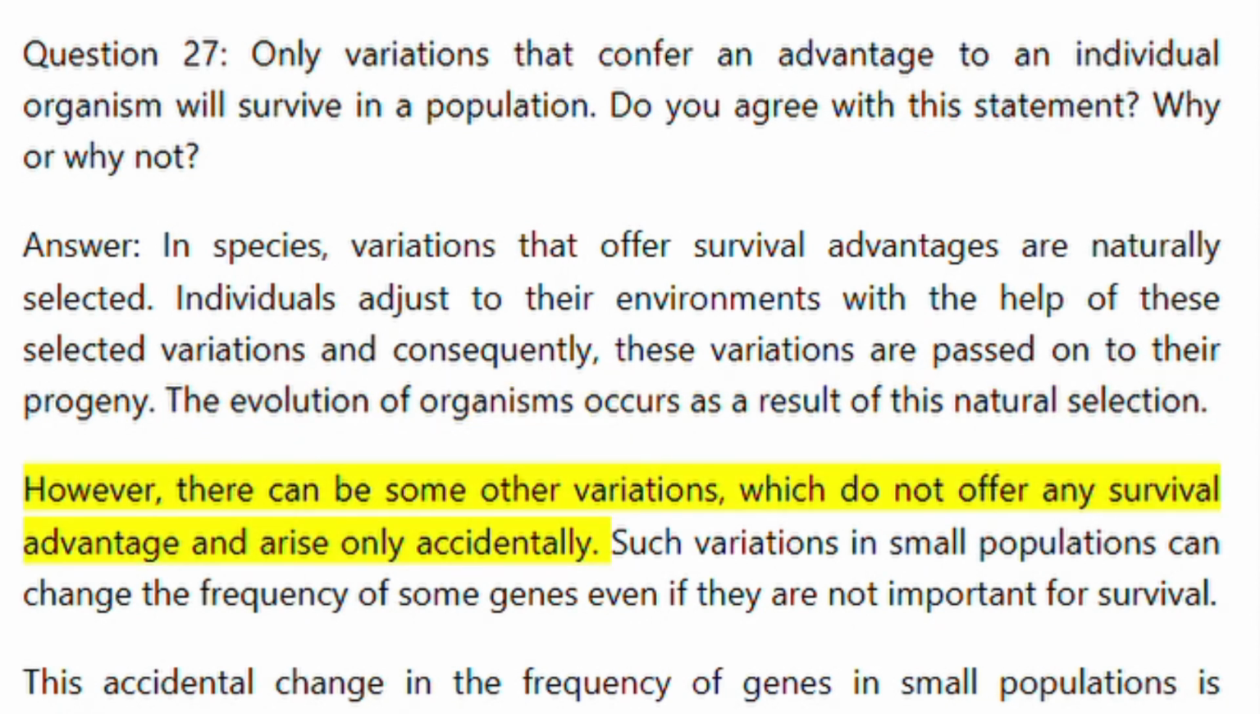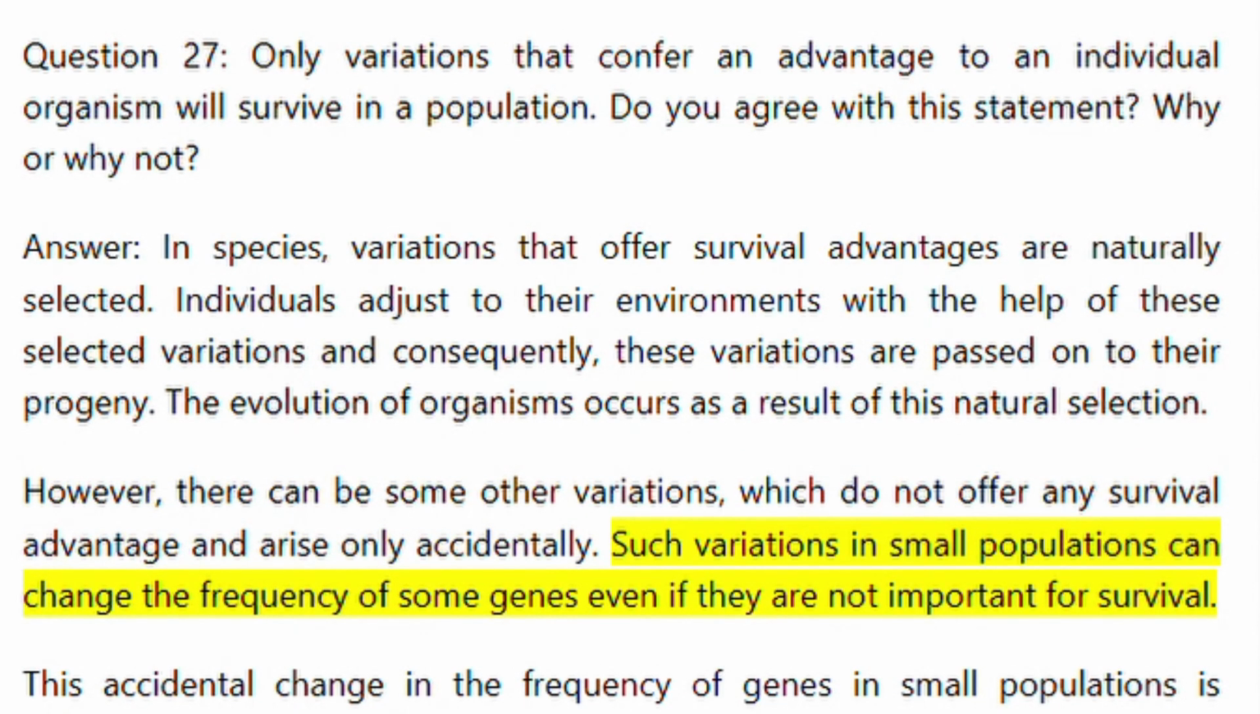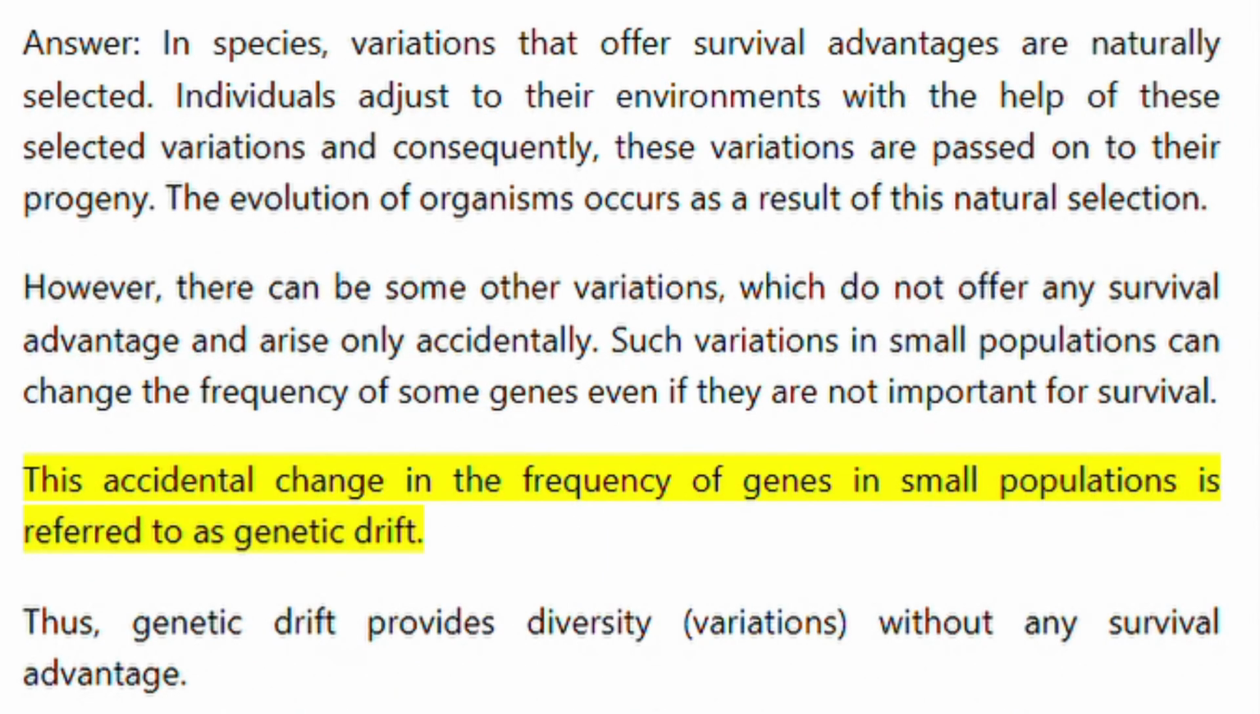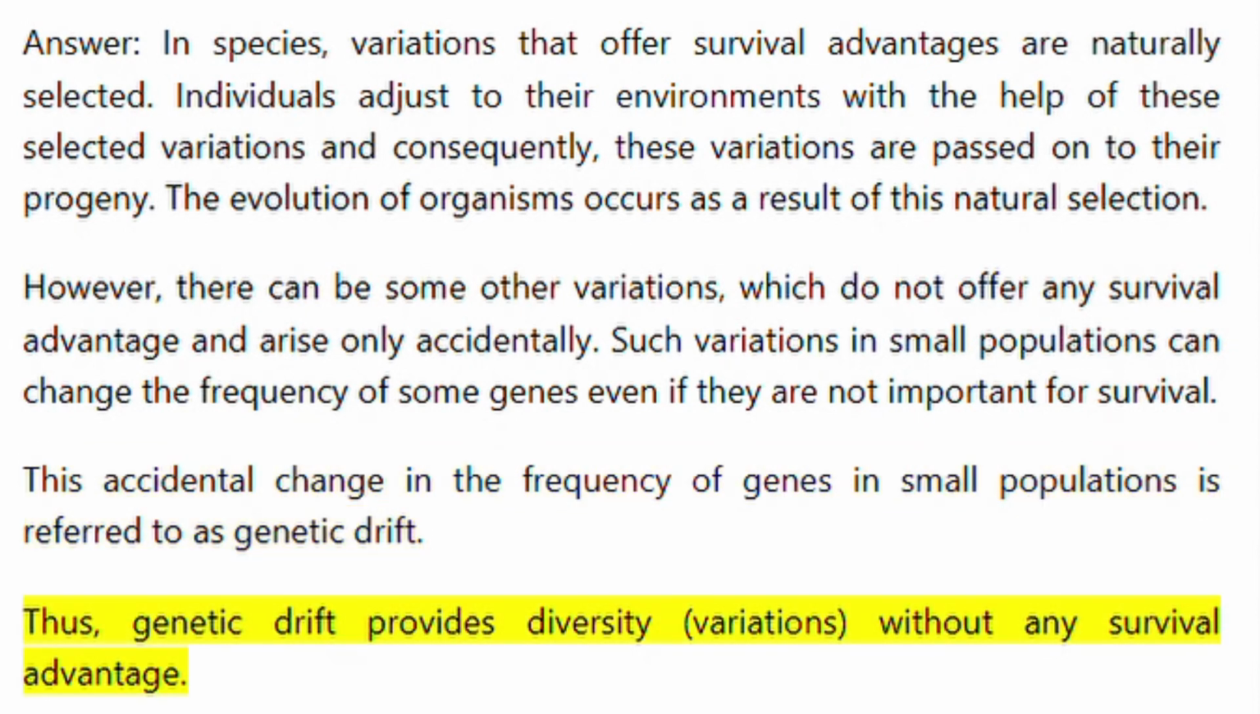However, there can be some other variations which do not offer any survival advantage and arise only accidentally. Such variations in small populations can change the frequency of some genes even if they are not important for survival. This accidental change in the frequency of genes in small populations is referred to as genetic drift. Thus, genetic drift provides diversity, variations, without any survival advantage.